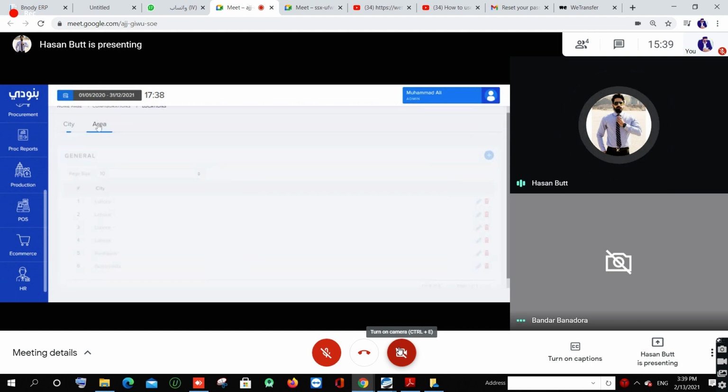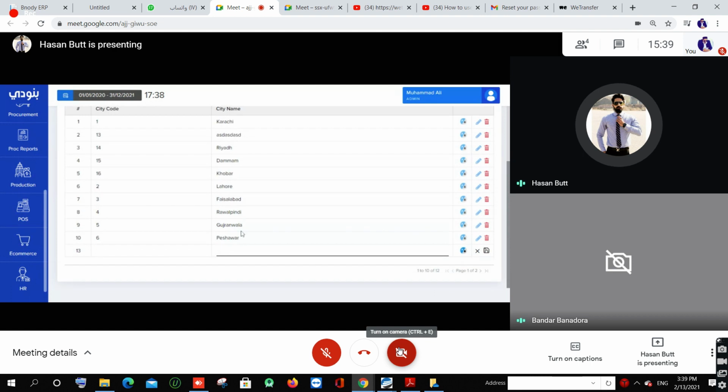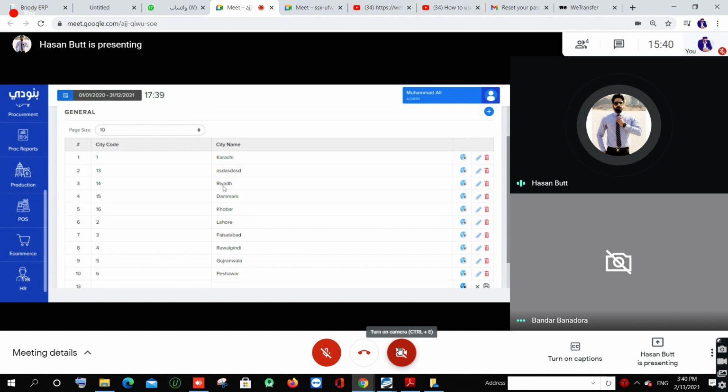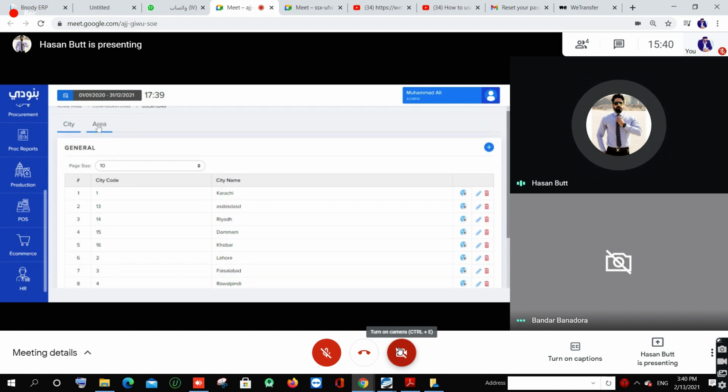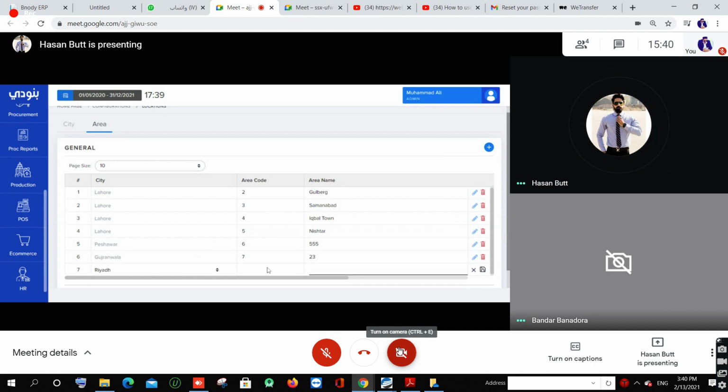Okay, and this is the area as well. If you want to add, just like you have added here Khobar, Riyadh or Dammam, and you want to add an area of Riyadh, area means any place, any street, any area, right? So you can go to the area, create a new one, select from here Riyadh, and add the name as well, which can be street number 13 and building number XYZ. So you can add that area as well.